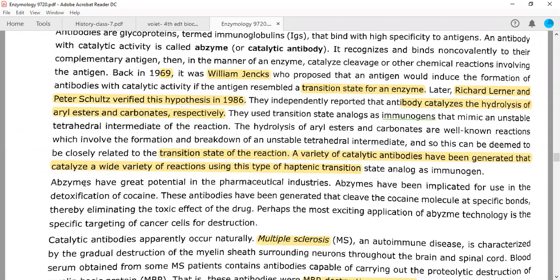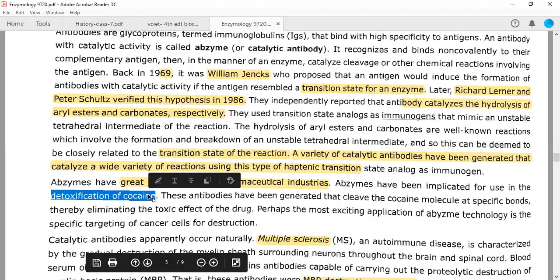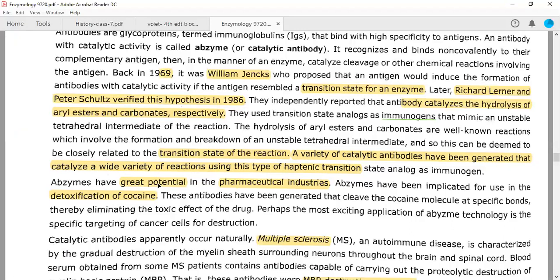Now, these abzymes have great potential because they are able to catalyze reactions, and they have very useful applications. Therefore, they are very important, with great potential in the pharmaceutical industry. How can we use them? Abzymes have been implicated for the detoxification of cocaine. If you want to remove the toxicity of cocaine, suppose some addicts who generally use cocaine as a drug, antibodies can be used to detoxify the cocaine.